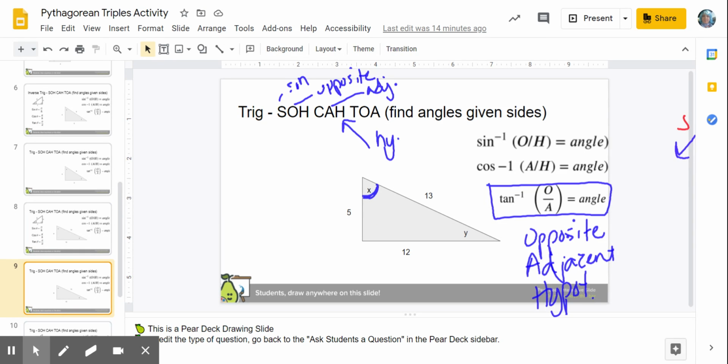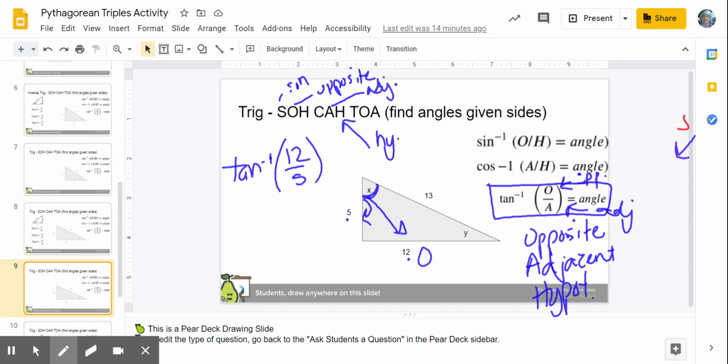So let's see if tangent works. Okay. So what's the opposite side? I want the opposite, the O. Opposite is going to be the 12. And adjacent is going to be the 5. So here I would do tangent -1. That's inverse tangent. And then O over A, 12 over 5.